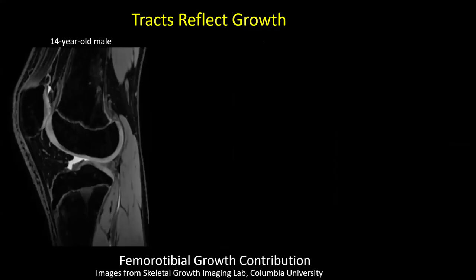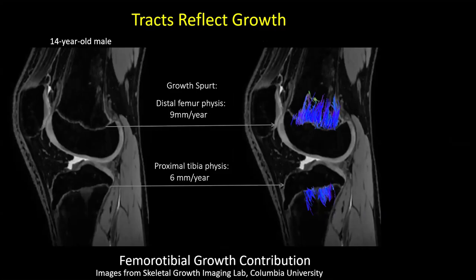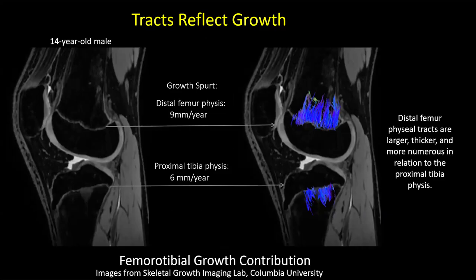If we have a 14-year-old male in this case, and we do the tractography, we can see that we have quite a few of these. We have more tracts in the femur than in the tibia. And when we measured a year later, the femur has grown 9 millimeters, whereas the proximal tibia 6 millimeters. So we could actually see that the distal femur physeal tracts are larger, thicker, and more numerous in relation to the proximal tibia physis.